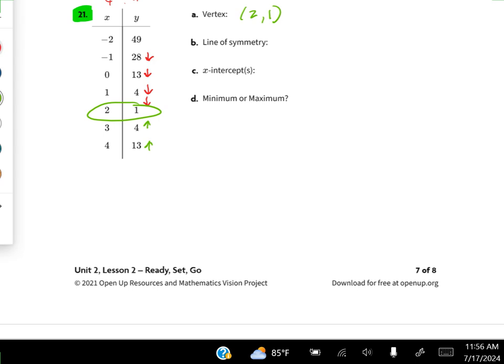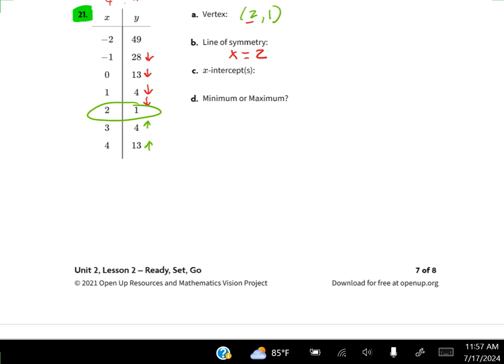Our line of symmetry, we've worked at this. It's going to be just the x-coordinate of the vertex, so x equals 2. In this case, for the number of x-intercepts, it seems like no matter what we do, there's not going to be any negative numbers here. So we're not switching from positive y to negative y, and it seems like there aren't going to be any x-intercepts because of it.